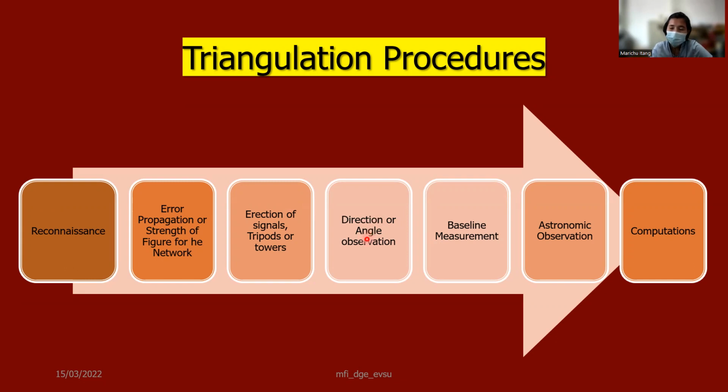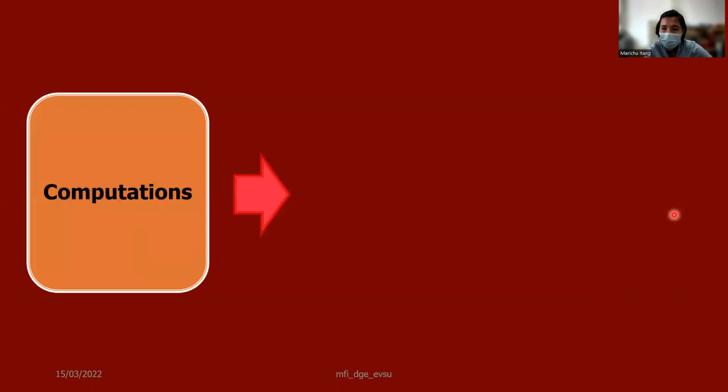We have here direction or angle observation. Then they start the observation on the ground to measure the angle. And then they measure the baseline, the measurement of the baseline. Then astronomic observation to determine the direction of the lines, or even just the direction of the baseline. And then we are going to focus on the computation. For the computation, there are a lot of computations to be employed.